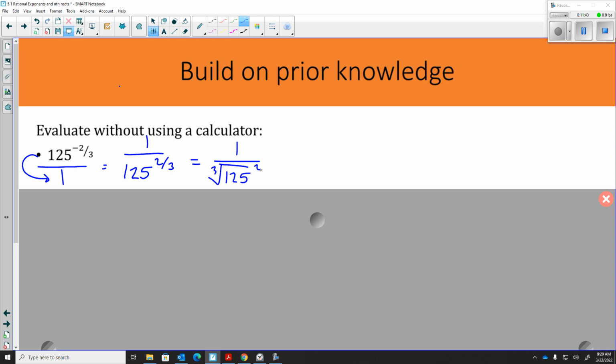First, I need to find the cube root of 125. So a number that if you multiply it by itself 3 times, you get 125. It's 5. 5 times 5 times 5, right? 5 times 5 is 25. 25 times 5 is 125. So the cube root of 125 is 5. But that's got to be squared now, right? What's 5 squared? It's 1 over 25. Did you have to use a calculator? No! Wow, you're so smart.